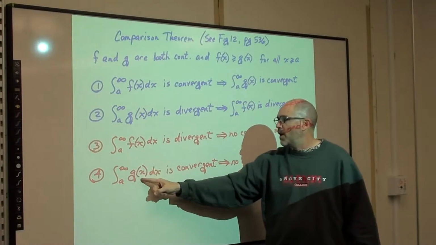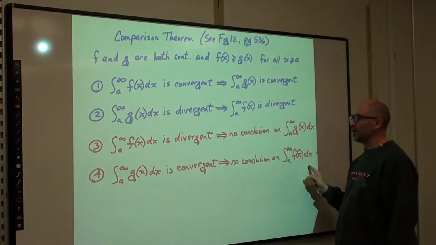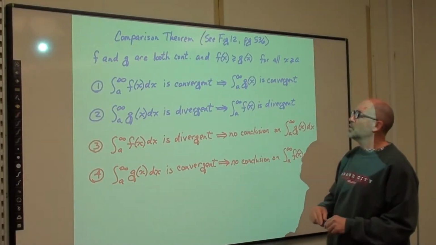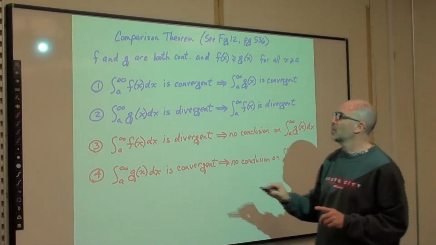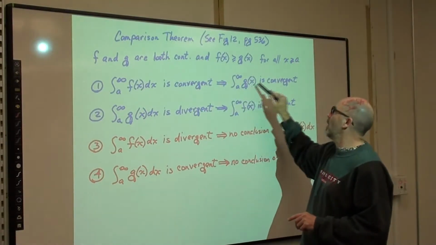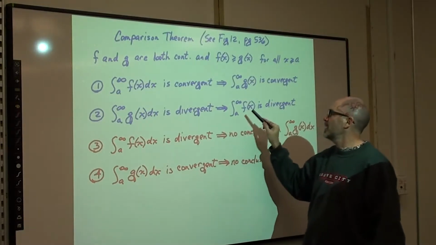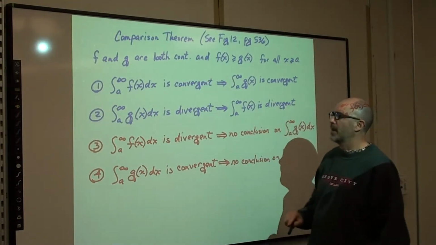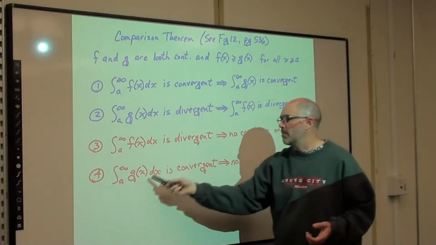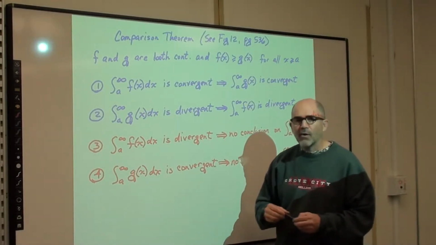Same thing, if the bottom function is convergent, you don't know a thing about the top function. It might be convergent too, it might not be. So what you need to make a valid conclusion is the top function is convergent, which means the bottom function is also convergent, or the bottom function's divergent, which means the top also has to be divergent. But if the top is divergent, we don't know anything, and if the bottom is convergent, we don't know anything. So that's it.